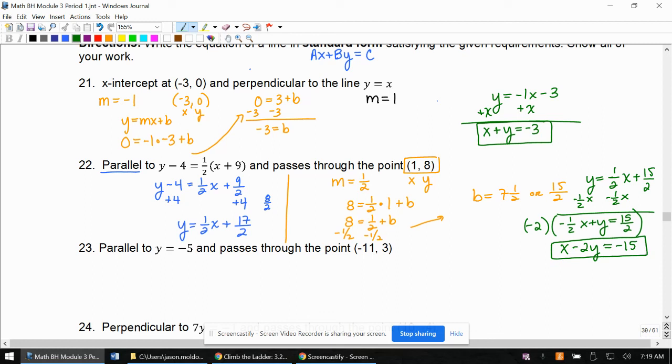Now, remember a way to check this. It won't be a perfect check because we technically need a couple points to check. But if we plug 1 and 8 into this, 1 minus 2 times 8. Let me do that again. 1 minus 2 times 8 is 1 minus 16, which is negative 15. That is a good sign that when you plug this point in, it does check out. So remember that you do have some opportunities for checking your work.